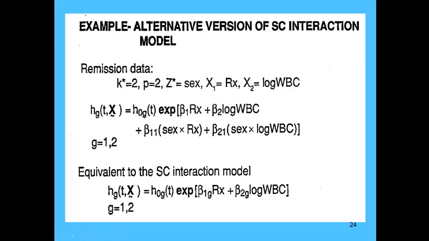Interaction sex times treatment. What's this variable? Sex times log white blood cell count. And then there's a G over here. What does the G mean? As long as you see the G, it means we are still stratifying on sex. But now we're putting in 4 variables, and we're stratifying on sex.